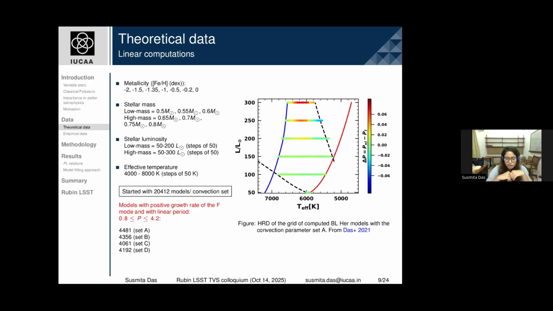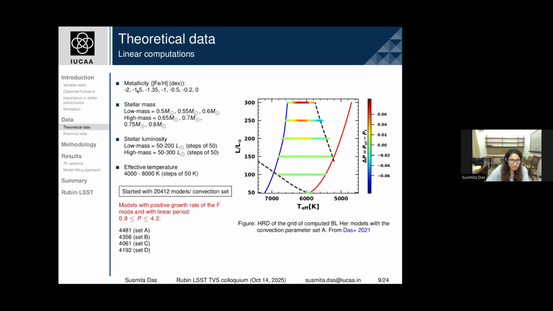Now, before we begin with the full computation, because usually nonlinear computation takes a very, very long time, in order to cut down the computation time, we first have to carry out linear computations. The typical parameters that go into MESA-RSP are first the metallicity, the stellar mass, the stellar luminosity, and the effective temperature. All of these values are typical of what is expected for BL Herculis.